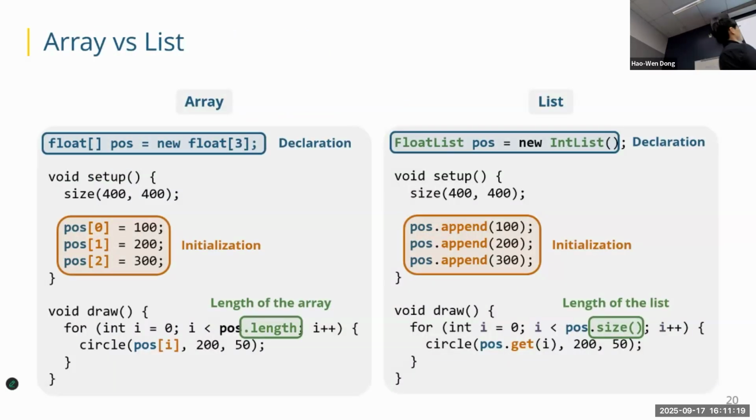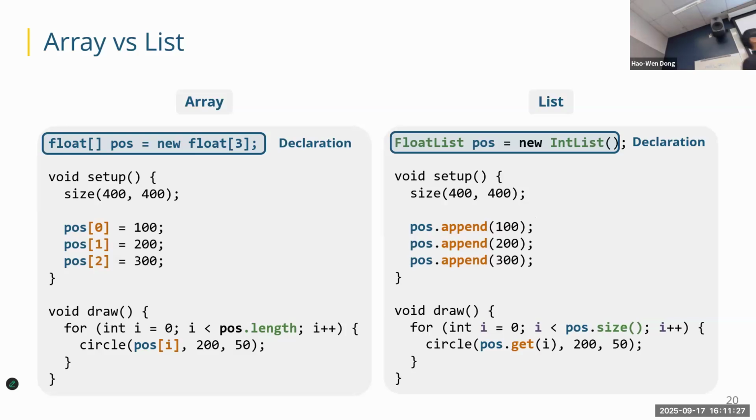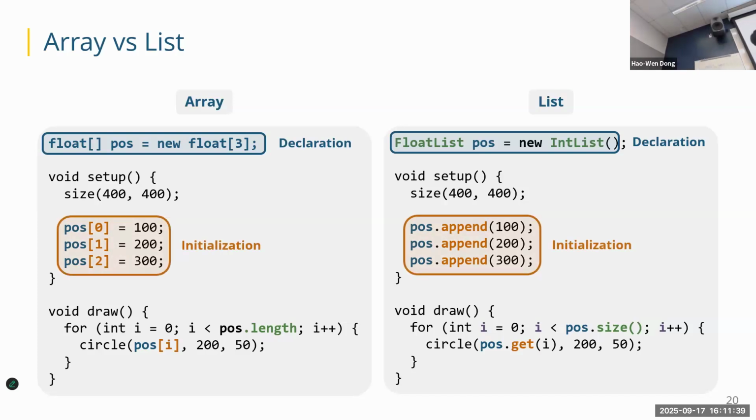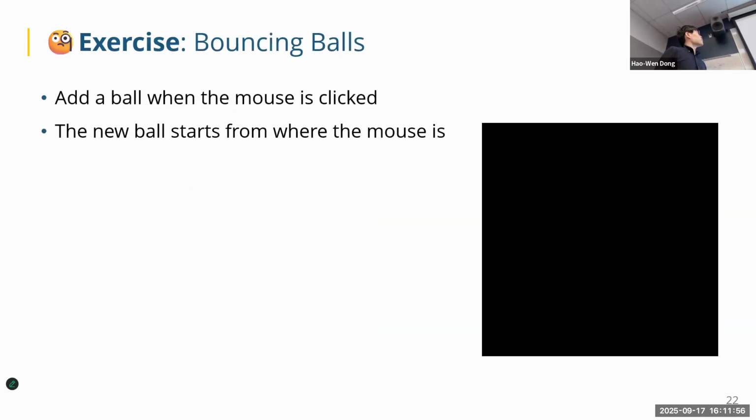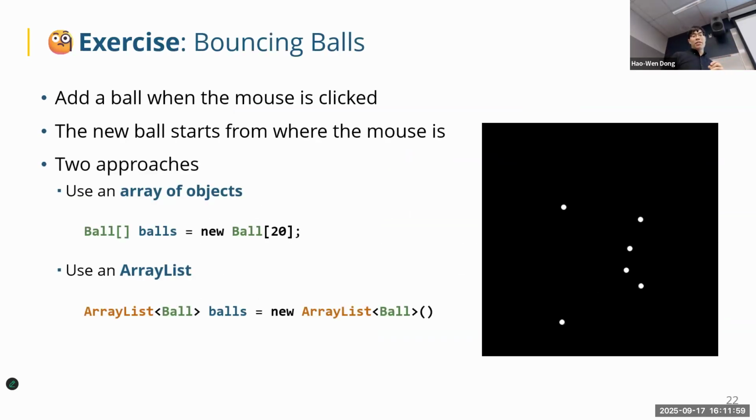Anyway, again, the difference between array and list. When you do the declaration, for an array there will be square brackets. For a list, there's no square bracket, but rather a new, you're creating a new object. When you want to do initialization for an array, it will be in the square bracket. But for a list, you would do append or add. The length of an array is dot length without parentheses. The length of a list is dot size with parentheses. Cool. So we just go over this, sort of equivalent but different.